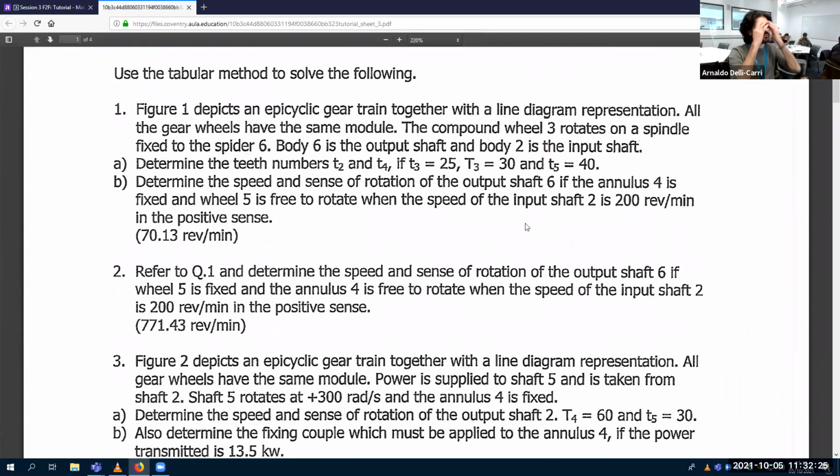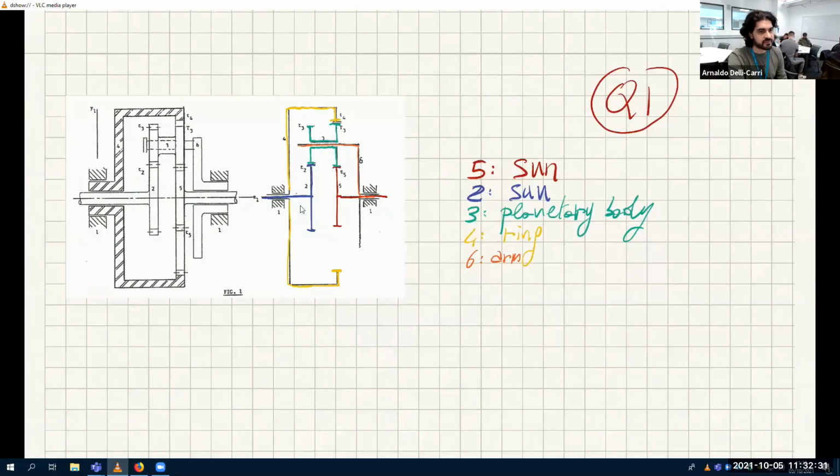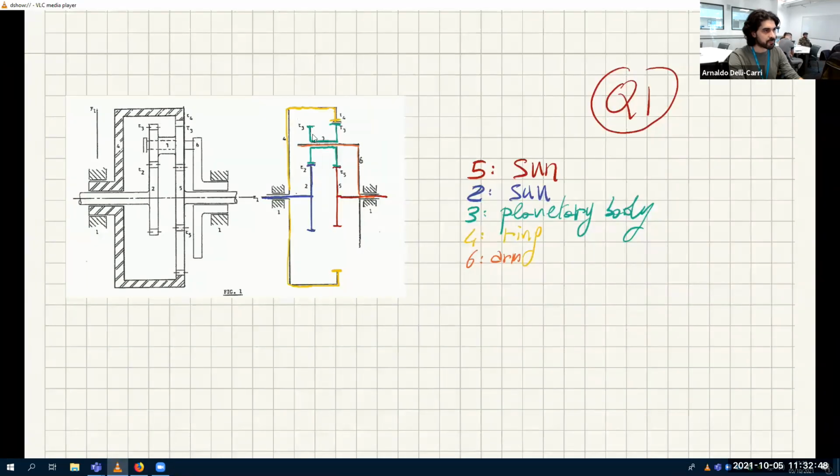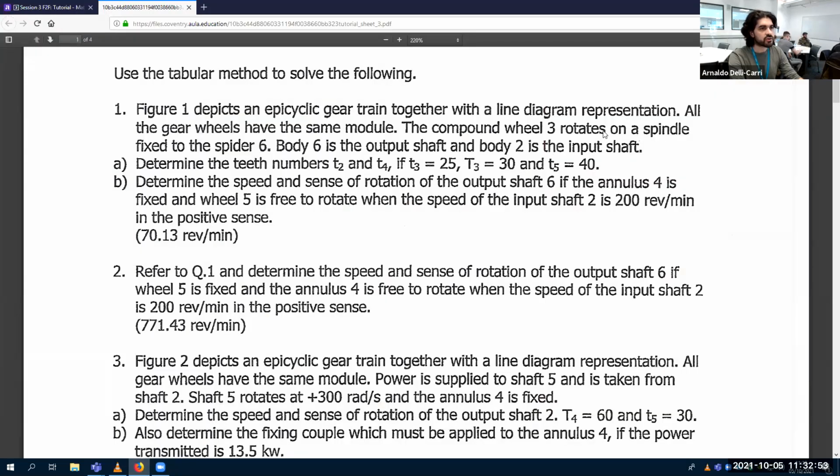Okay. Let's start with question 1. Figure 1, which is what we just had here. It's an accelerator gear train together with a line diagram representation. All the gear wheels have the same module. Very good. The compound wheel 3, that's what I call the dumbbell because it looks like a dumbbell, rotates on a spindle fixed to the spider 6. It's called a spider because the carrier arm, if it has 3 arms, looks like a spider. But spiders have 8. But you get the idea.